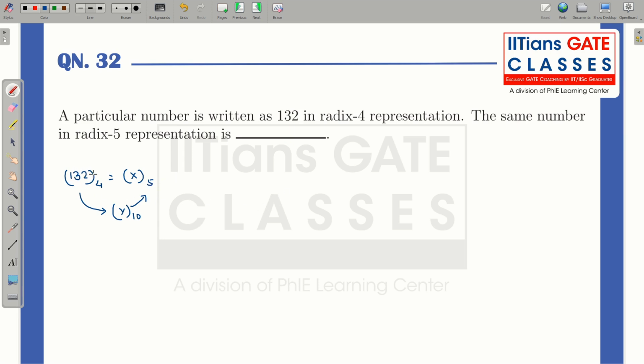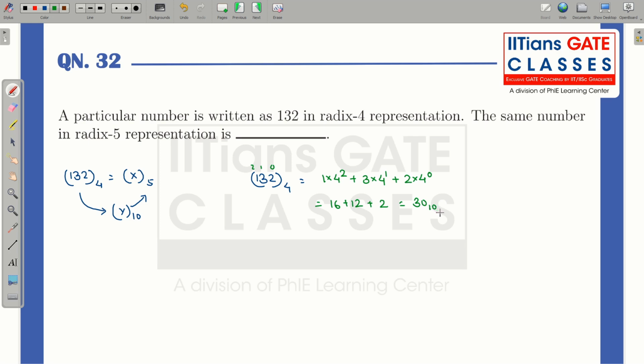So first let us convert this number to base 10. 132 base 4, I can write it as: the 2 has power 4 to the power 0, this has 4 to the power 1, and this has 4 to the power 2. So I will write this as 1 into 4 square plus 3 into 4 to the power 1 plus 2 into 4 to the power 0. So this will be 16 plus 12 plus 2, which is 30. So this is the base 10 number.